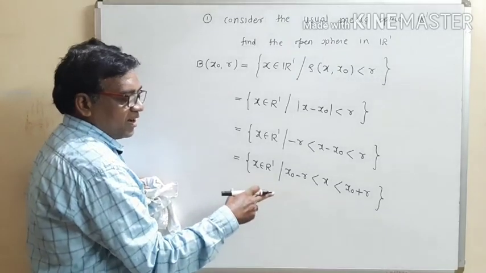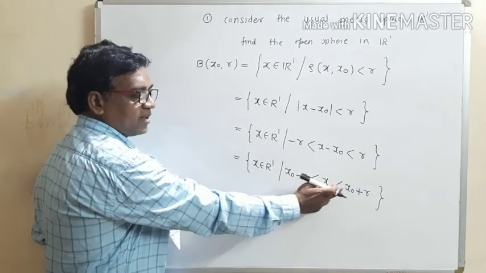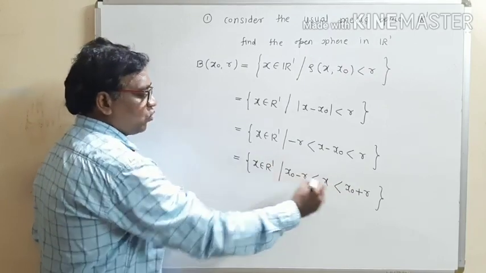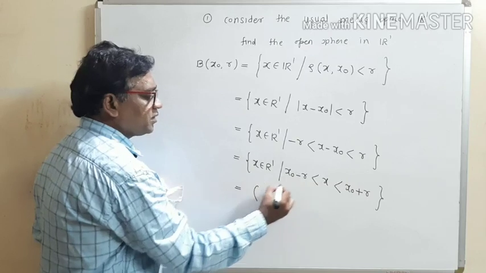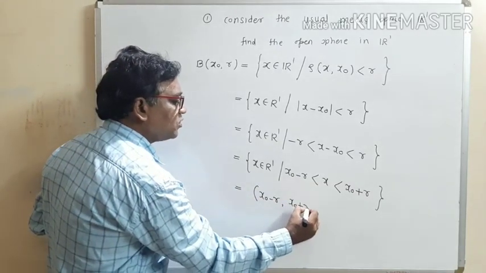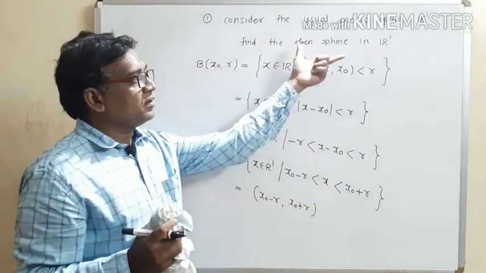So see what is this set? x0 minus r is less than x, which is less than x0 plus r. This is nothing but the open interval x0 minus r to x0 plus r. So see, what is the open sphere in the real line?